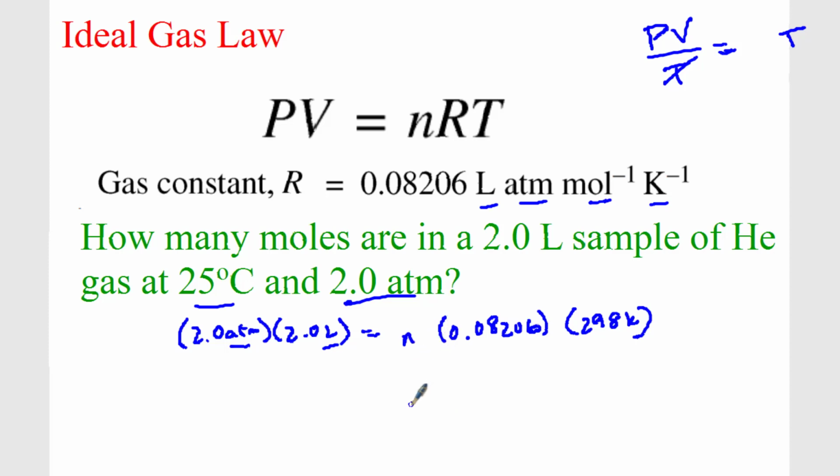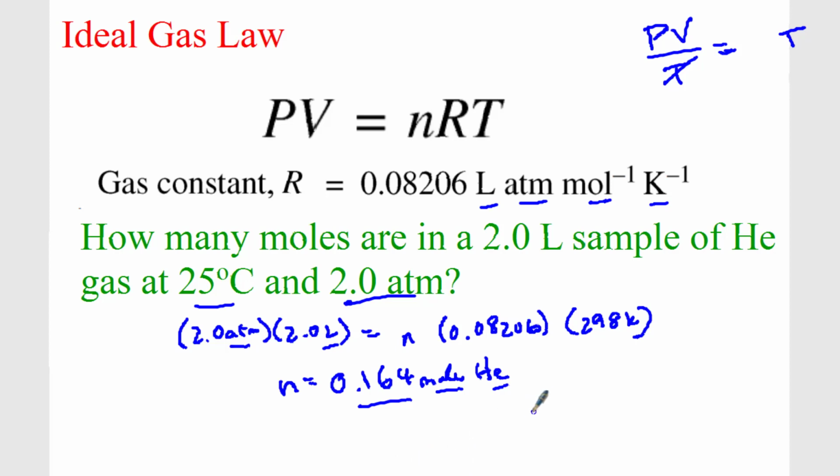I'm trying to find the number of moles of helium gas. So we're going to take 2 times 2, divide by the universal gas constant, divide by 298. Keep in mind we have to divide by both. And that gives us a number of moles, which is 0.164 moles of helium. Again, we always put our number, our units, and what it's assigned to.